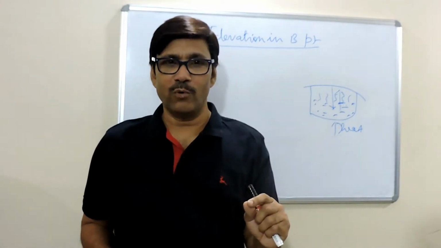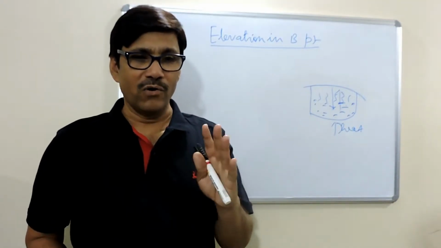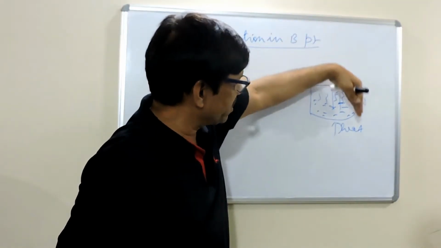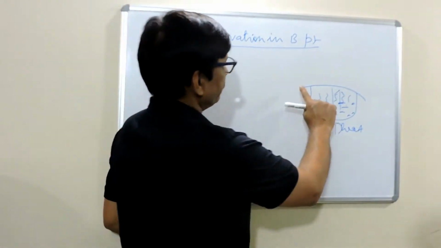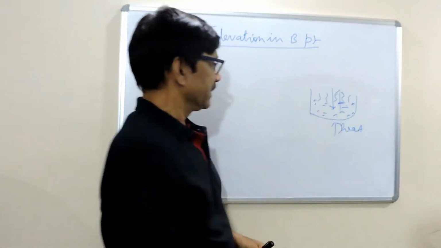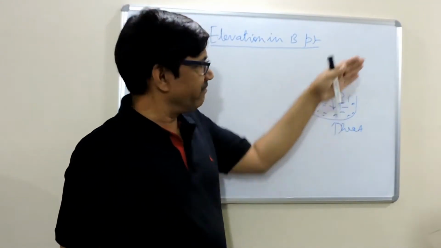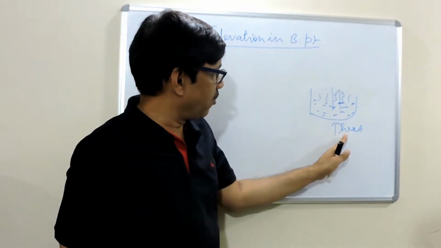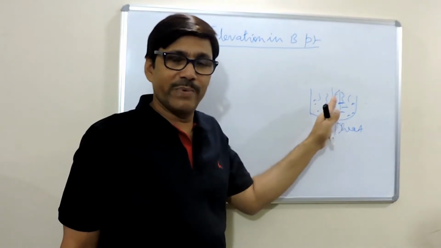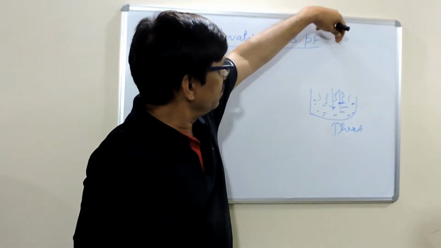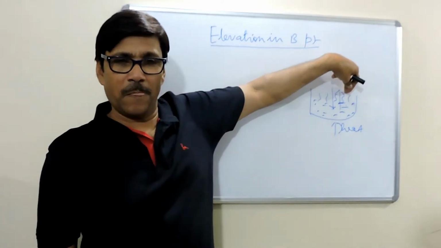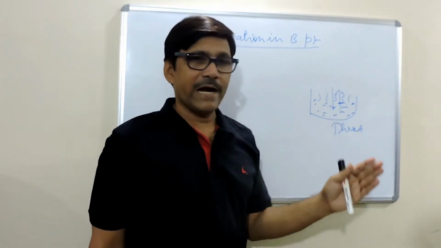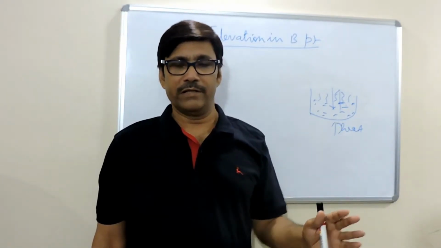So the liquid will boil only when its vapor pressure becomes equal to the external pressure. Now if the container is open, then in that case external pressure will be atmospheric pressure. So pure water will boil when its vapor pressure becomes equal to the atmospheric pressure. Now we say that pure water boils at 100 degrees Celsius. There is no meaning of it.